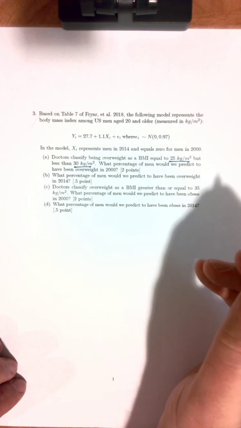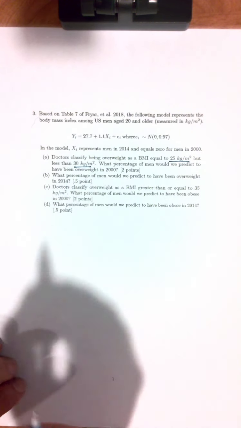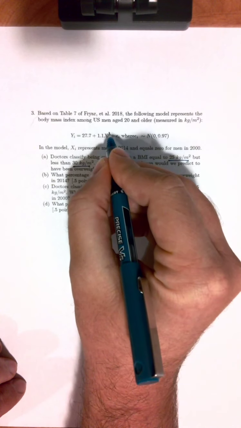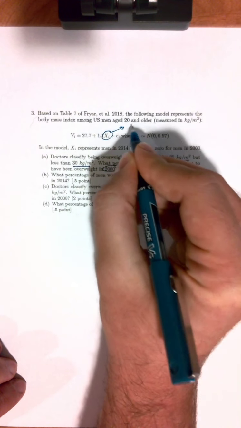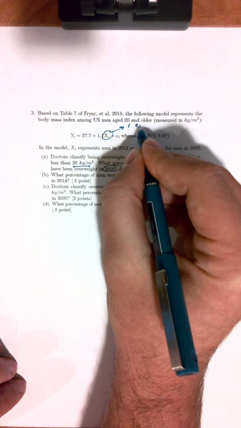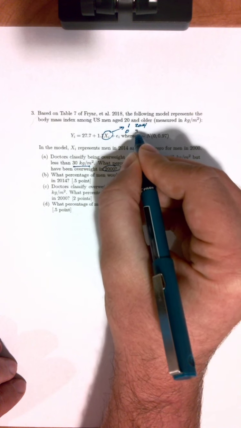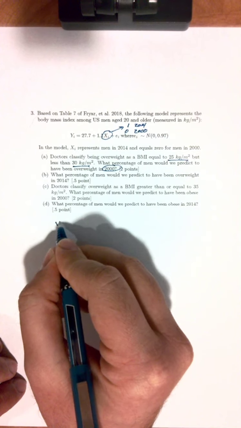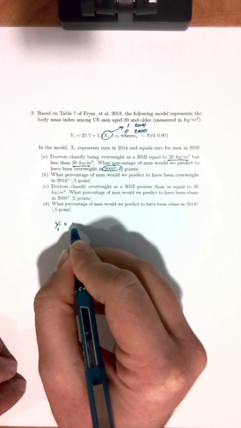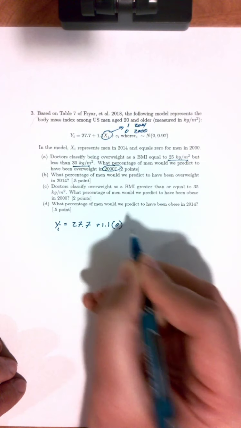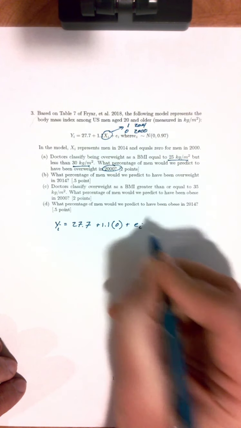The probability is going to be based on this model up here. And so we want to know in the year 2000. And since we want to know in the year 2000, we've already in class said that x can take on values of 1 if it is 2014 and 0 if the year is 2000. So that means that our model is yi equals 27.7 plus 1.1 times 0 plus ei.